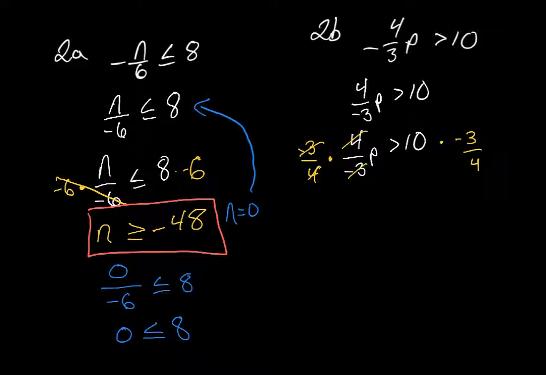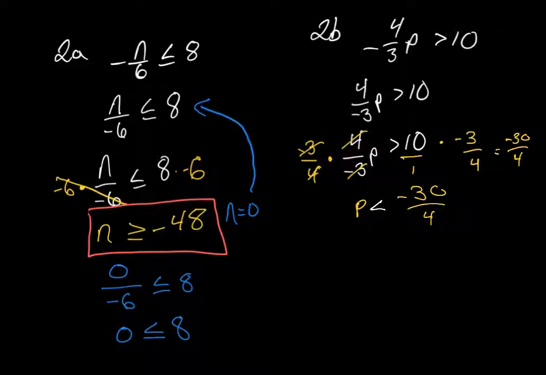This all cancels out and leaves me with just p. Now remember, we've multiplied by a negative 3 over 4. See the negative? So I need to flip this inequality sign right here, and I want to do that first so I don't forget. This says greater than, so I'm going to change it to less than. Now let's continue working our problem. 10 times the negative 3 is negative 30. 1 times 4 is 4. So I have negative 30 over 4.